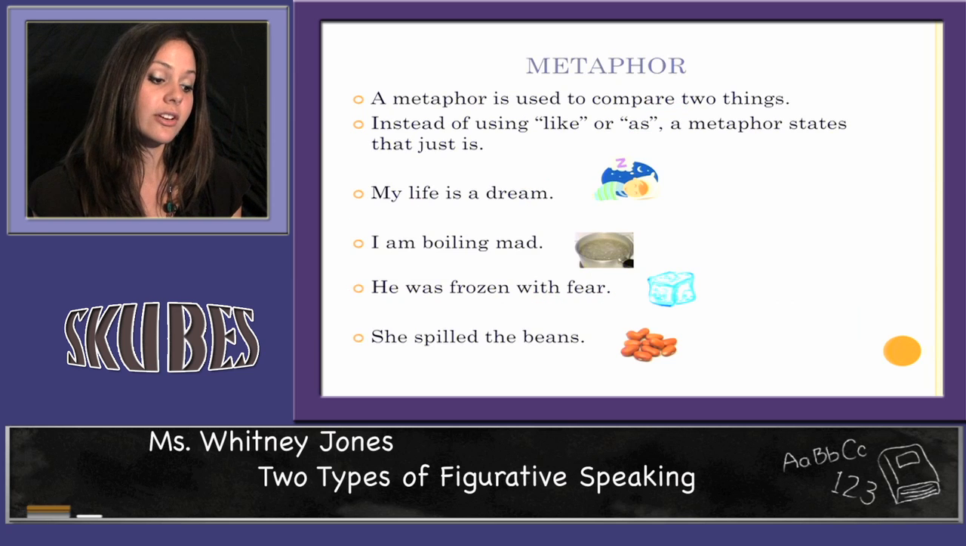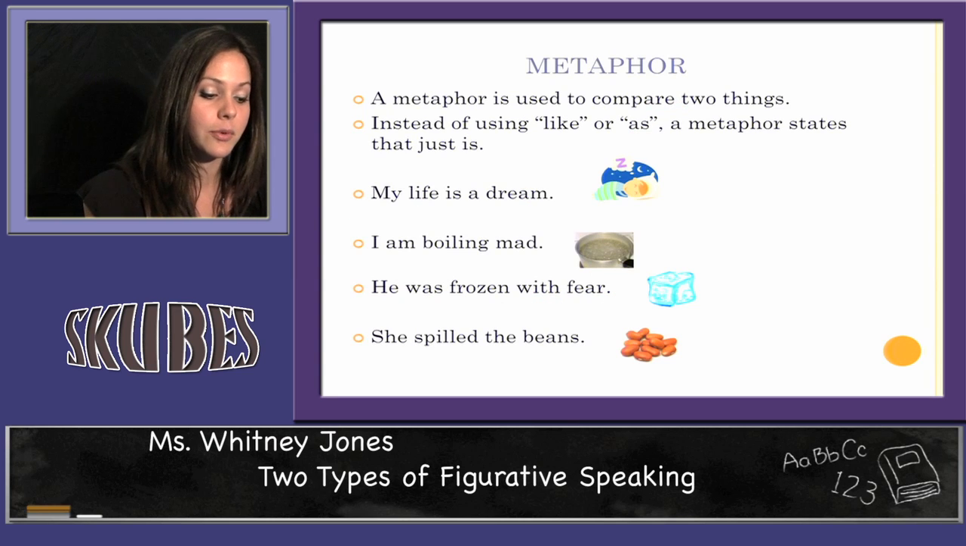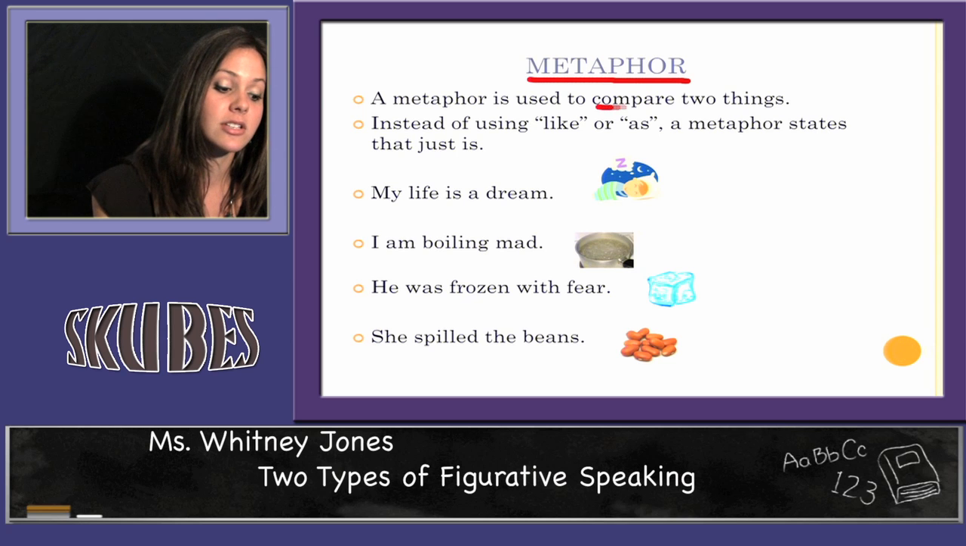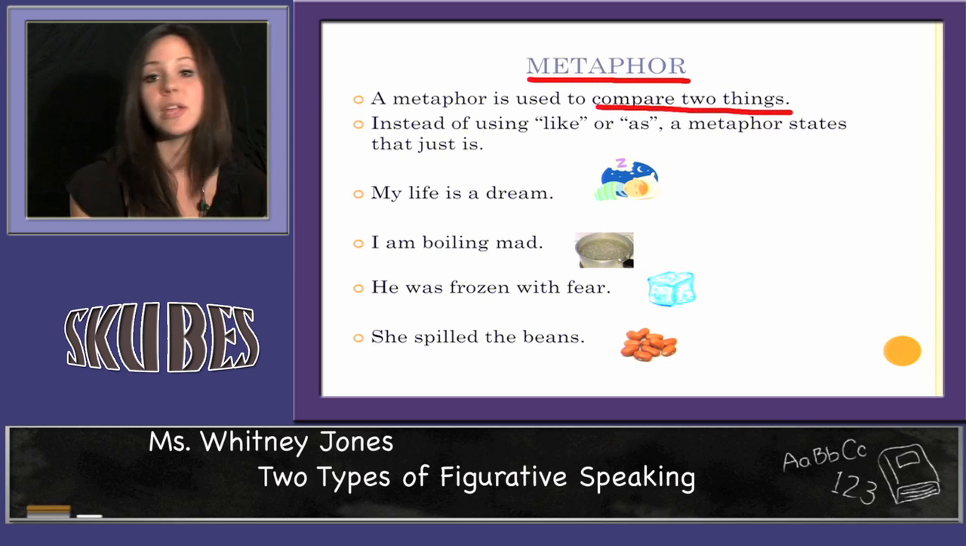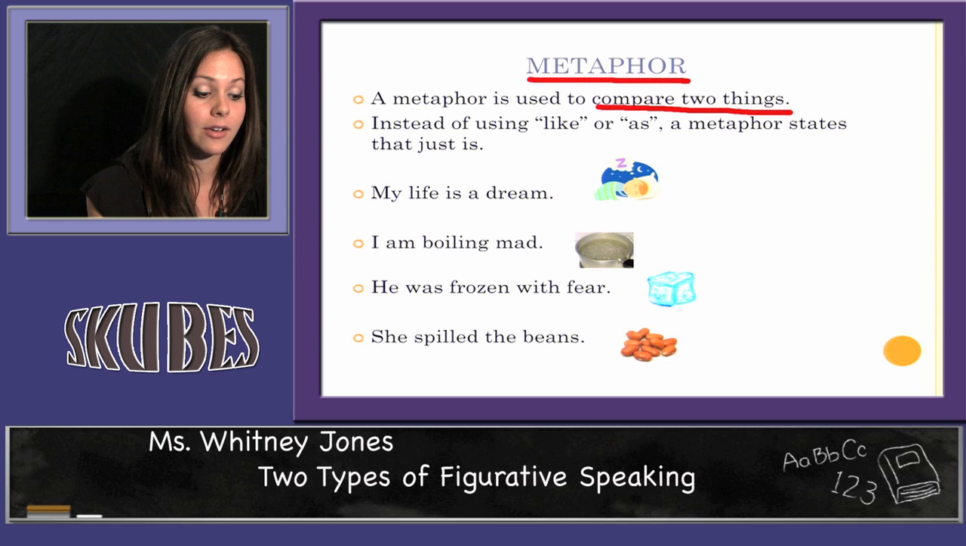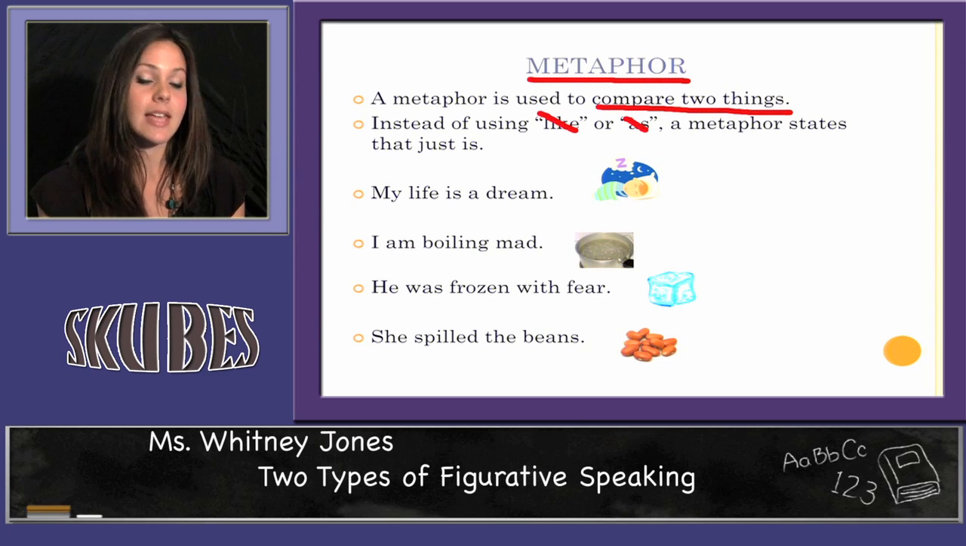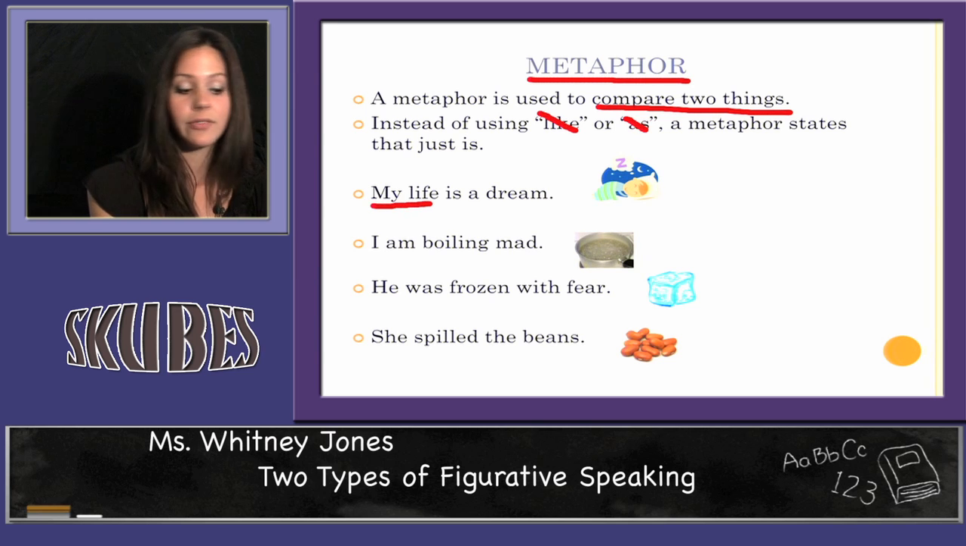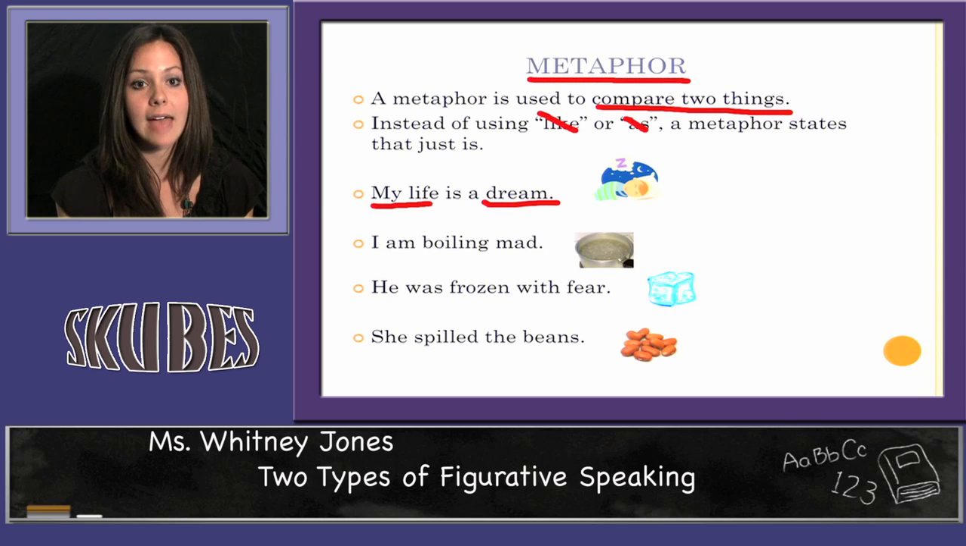The next type of figurative language that we'll talk about is a metaphor. A metaphor is just like a simile in that it compares two things, but this time we cannot use the words like or as. The first example says, my life is a dream. You're comparing my life to a dream, but do not use the words like or as.